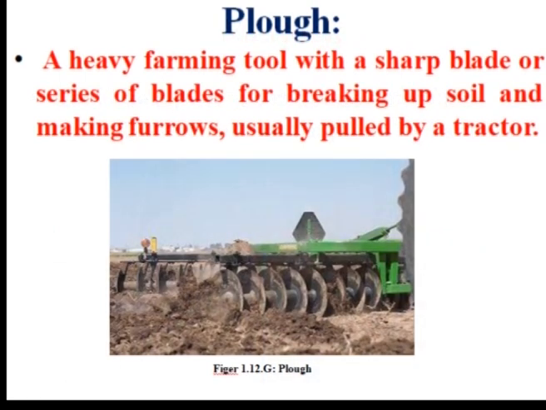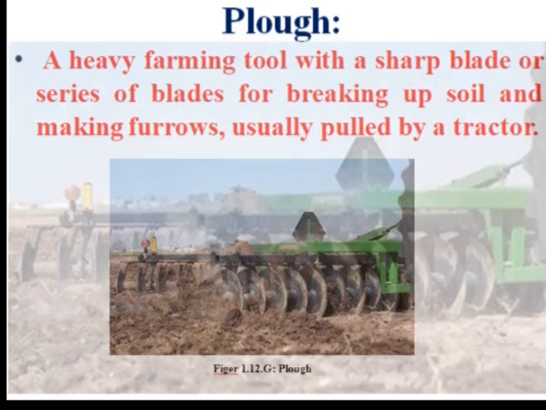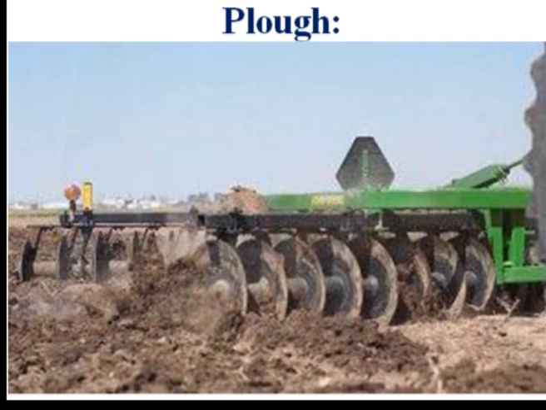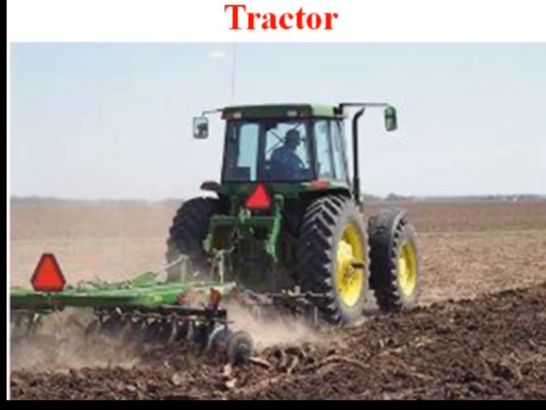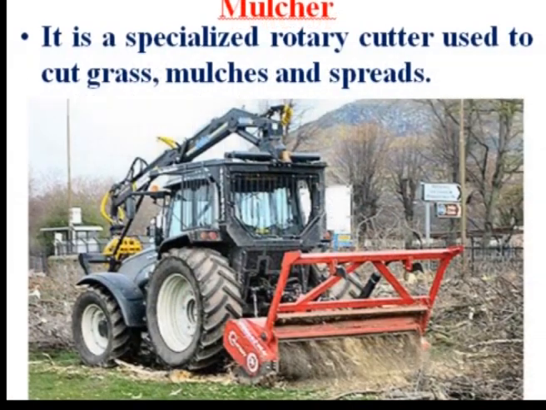The other type of tool used for land preparation is plow. Plow is a heavy farming tool with a sharpened blade or series of blades for breaking up soil and making furrows, usually pulled by a tractor. Let's talk about tractor. Tractor means a farm vehicle or motor vehicle used for pulling a heavy load. Mulcher is a specialized rotary cutter used to cut grass, mulches, and spray.